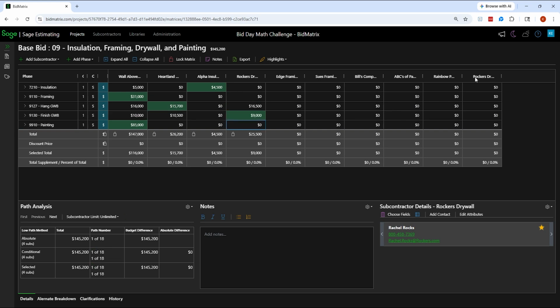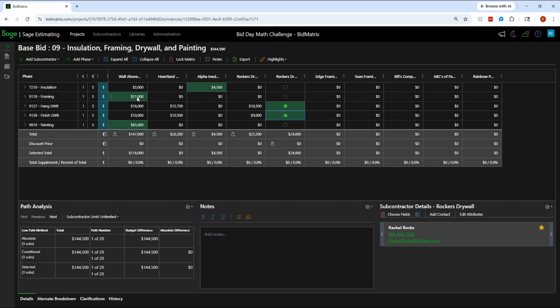Now, Rockers gave me 2 bids because they gave me a price for each one of these separately. For each of these sections, they said they'd be $16,500 or $9,000, but they also gave me a price of $24,000 to include both scopes. That way, if they get awarded both areas of work, they'll give us a little bit of a discount by giving us both portions of that contract.